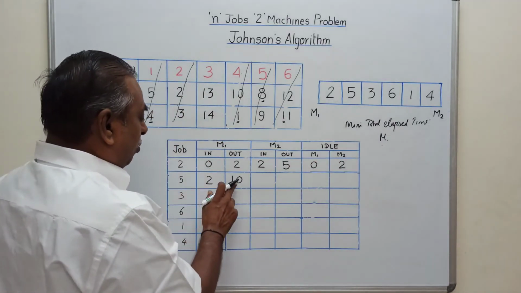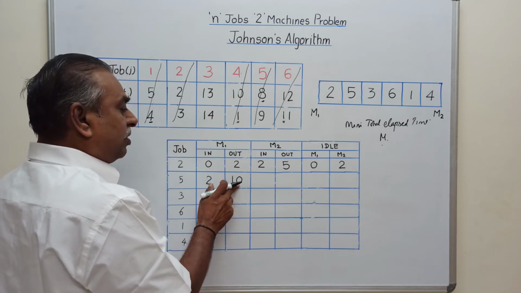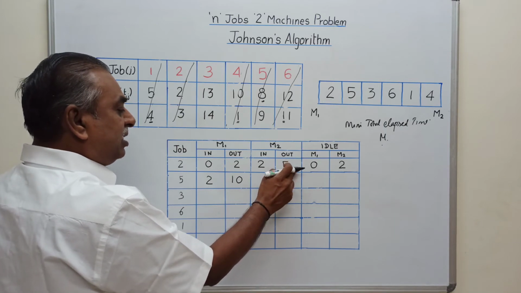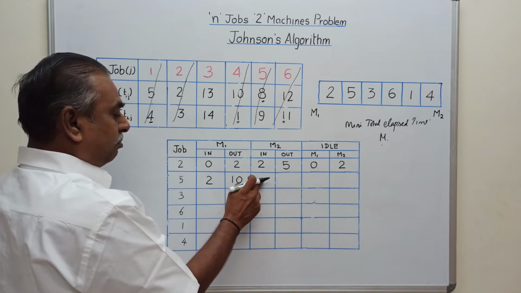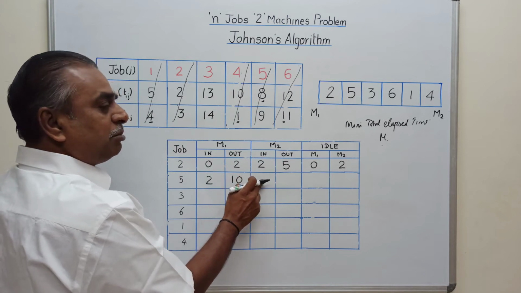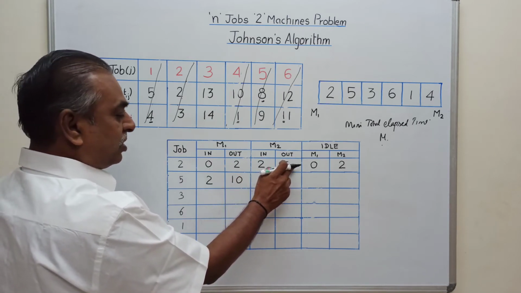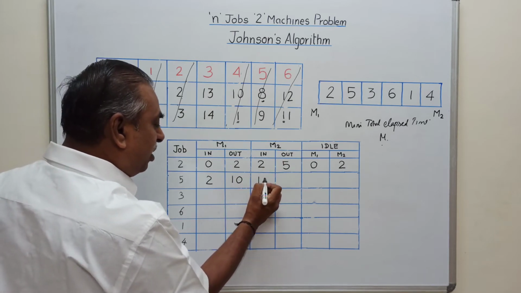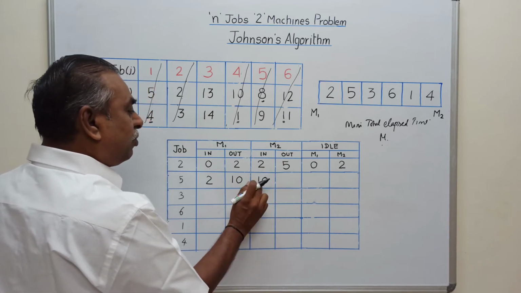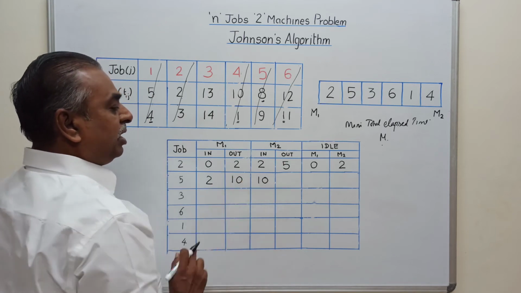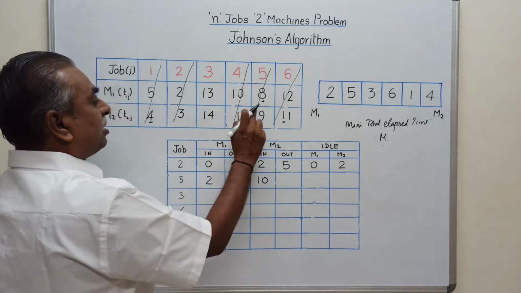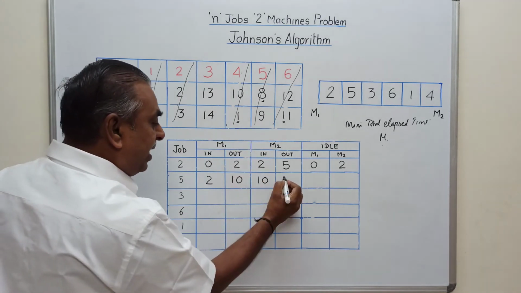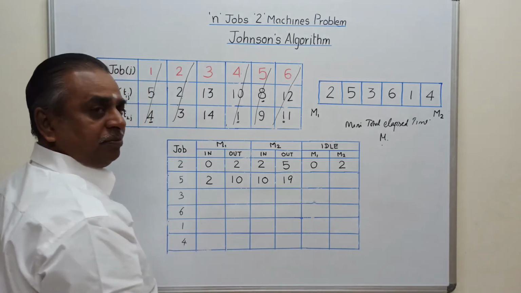Now, even though the fifth job is coming out after 10 hours, machine M2 completes its task by 5 hours and is waiting for the next job to take up. So at 10 hours only it can take up the next job, even though it is free by 5 hours. So here we have to compare these two values and put the maximum value. That means at 10 hours only it can enter machine M2. The fifth job has a processing time of 9. So 10 plus 9, at 19 hours it will be coming out.